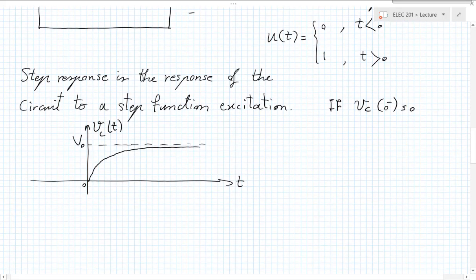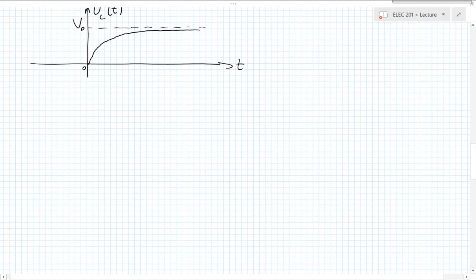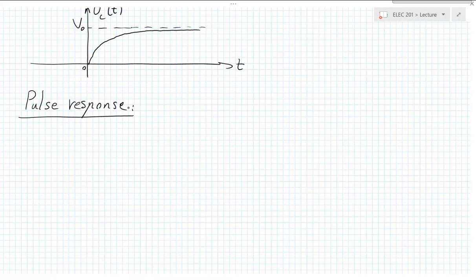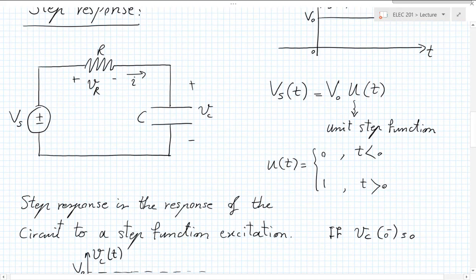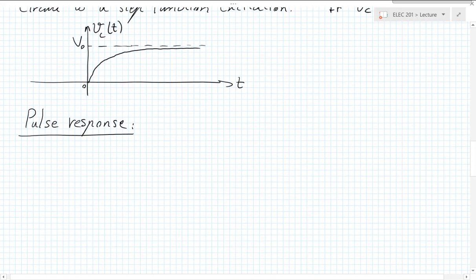So from here, I also want to use this and define the concept of pulse response. Pulse response is the response of the circuit to an excitation or an input that's in the form of not just a step, but a pulse, which consists of 2 steps. You go up, stay there for some time, and then come back down. Okay. So my input, instead of just being that, will be like this.